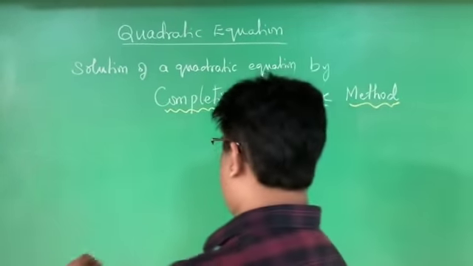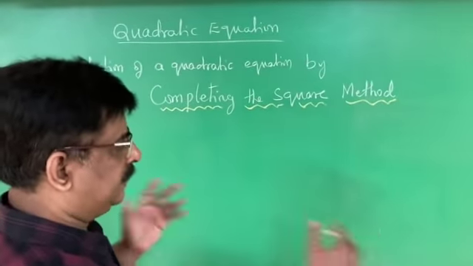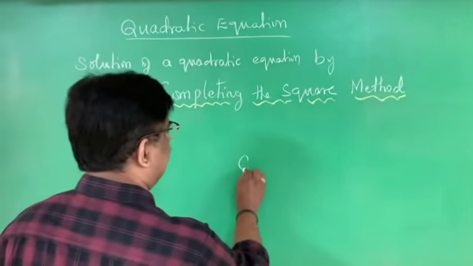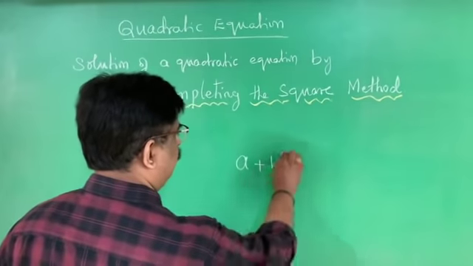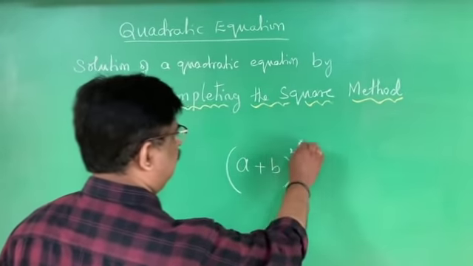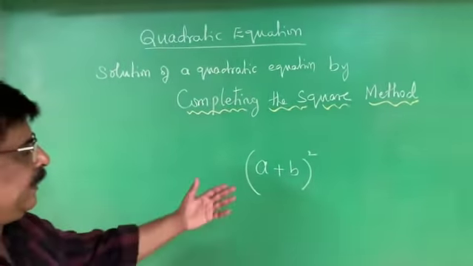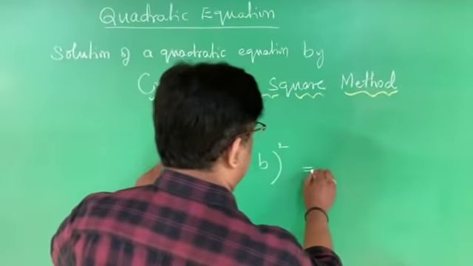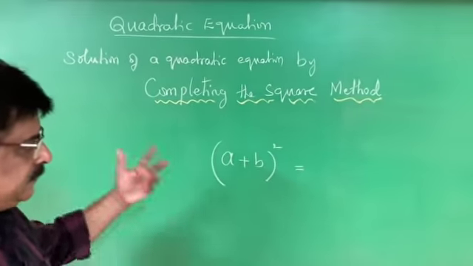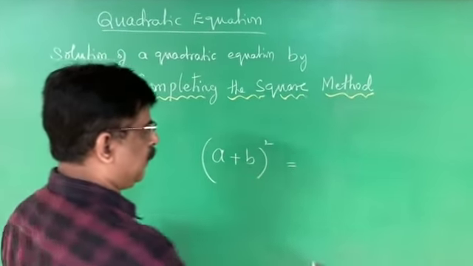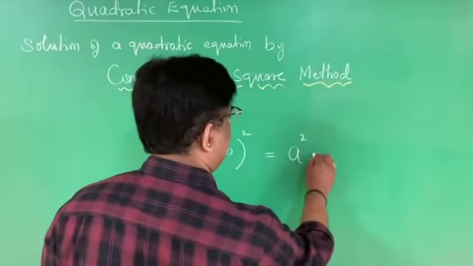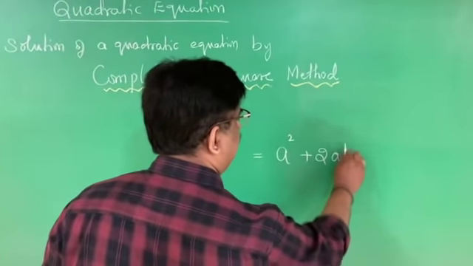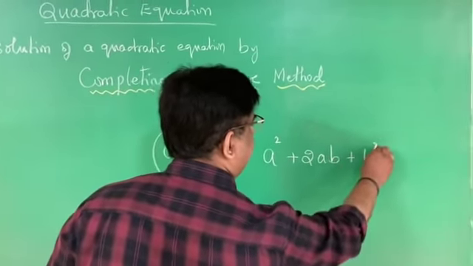The first thing is, in the completing the square method, if you want to solve a quadratic equation, students should be aware of the two identities of algebra, that is a plus b whole square. You know that a plus b whole square, we start studying this identity from 5th standard onwards. a plus b whole square is equal to a square plus 2ab plus b square.